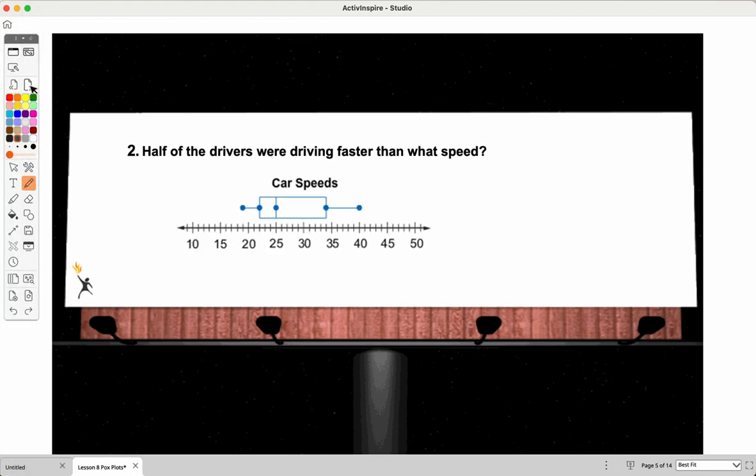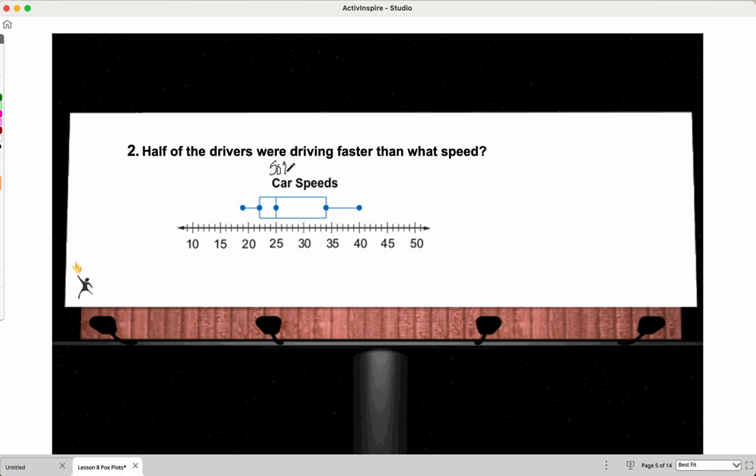All right, now that we've looked at that, let's read what it says. Okay, so half the drivers are driving faster than what speed? Because we talked about this at the very beginning, the median right here is the middle. That's the 50% mark. So half our drivers are driving 25 miles an hour or faster.